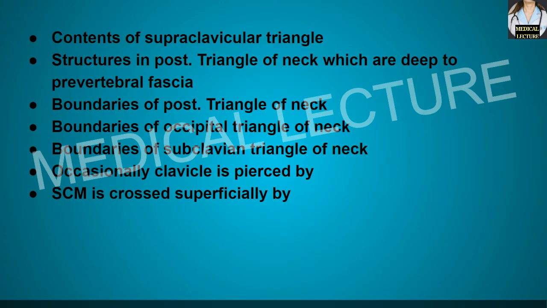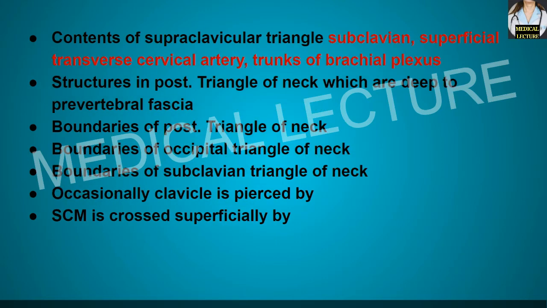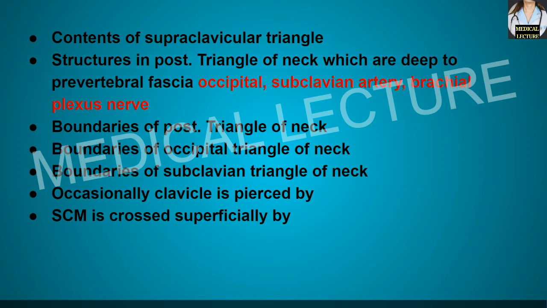What are the contents of the supraclavicular triangle? It is the subclavian artery, superficial transverse cervical artery and the trunks of the brachial plexus. Structures in the posterior triangle of the neck which are deep to the prevertebral fascia are the occipital artery, subclavian artery and the brachial plexus nerves.